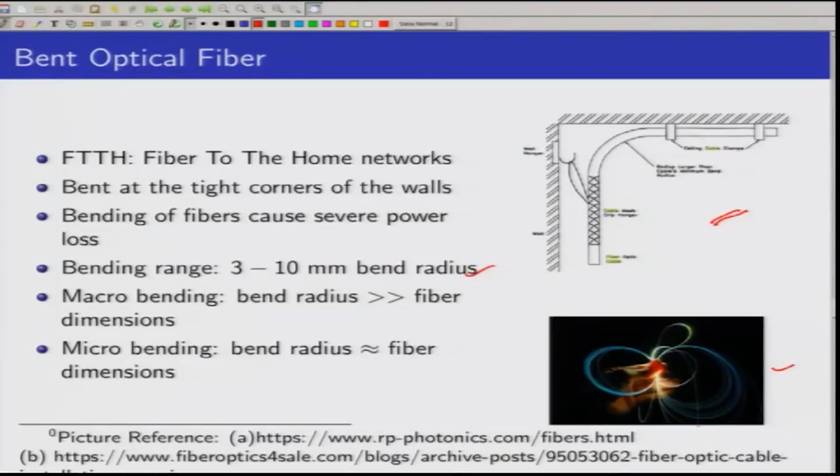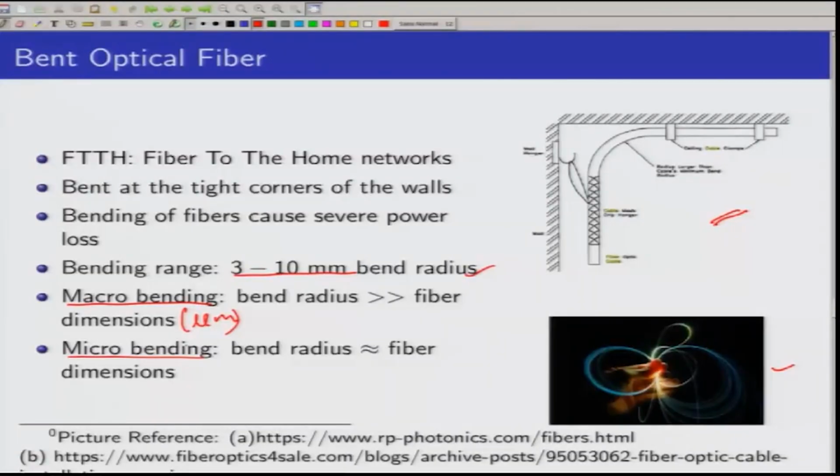These bendings are broadly classified into two types: macro bending and micro bending. As the name suggests, if the bending radius is much greater than the fiber dimensions, it comes under the macro bending category, and if the bend radius is approximately equal to the fiber dimensions, it comes under the category of micro bending. We have seen in point number 4 here that the bending range for FTTH applications is 3 to 10 mm bend radius. So, clearly this is much greater than the fiber dimensions, which are in microns. So, these FTTH bendings come under the category of macro bending.